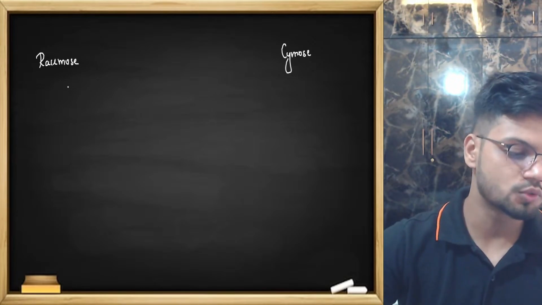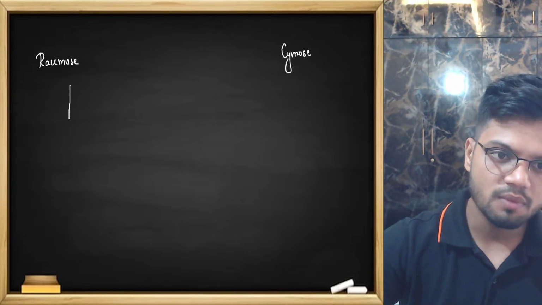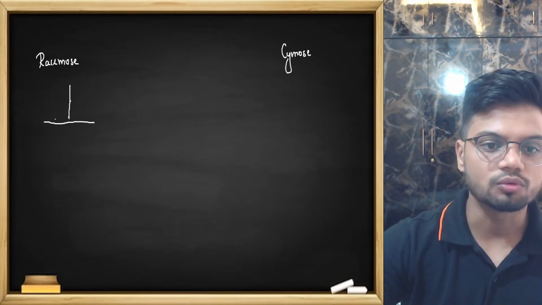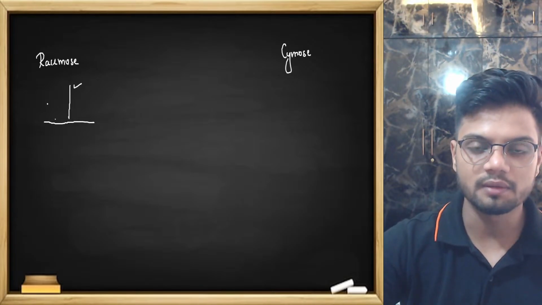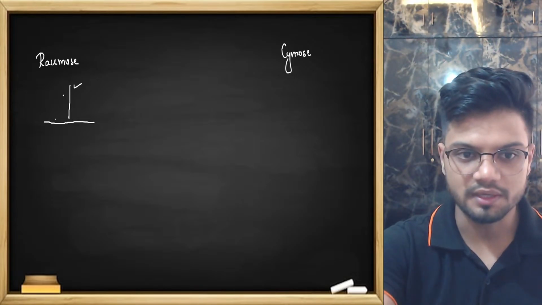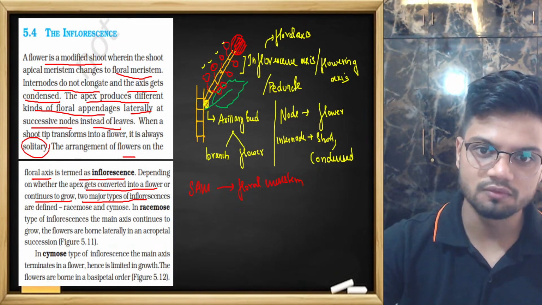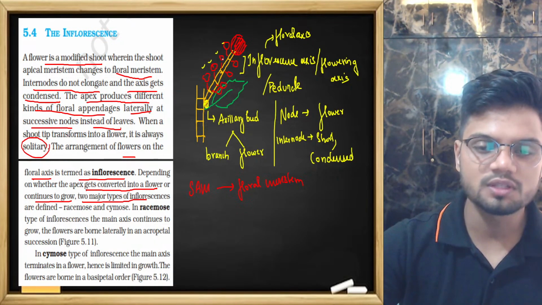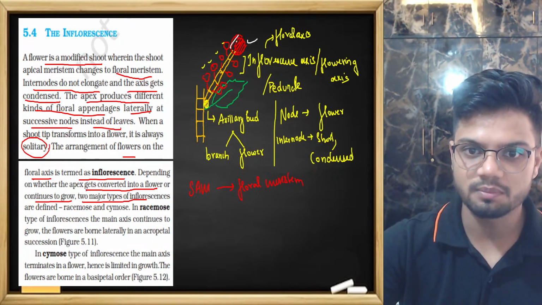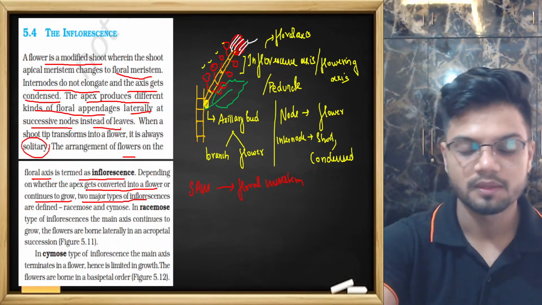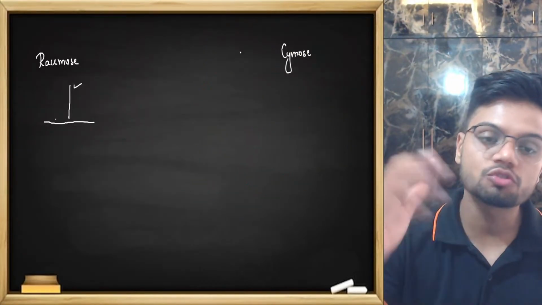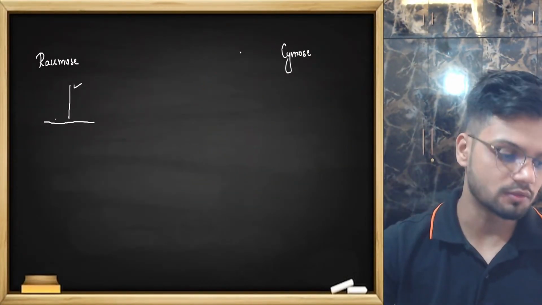Now, what happens in racemose, students? In racemose, the main tip continues to grow. For example, this is the main tip, the main branch. This right here is called as the inflorescence axis, also called as the main tip. If the main tip continues to grow, that is called as racemose inflorescence.